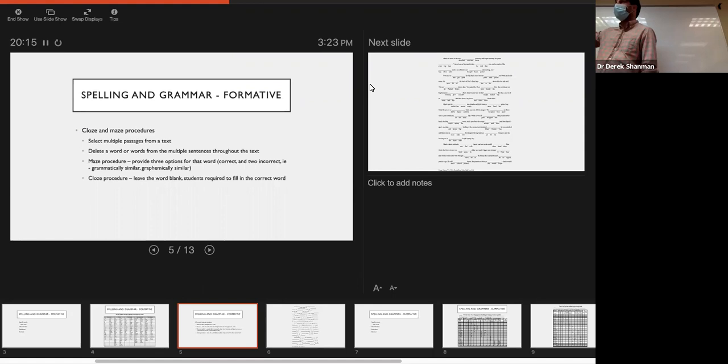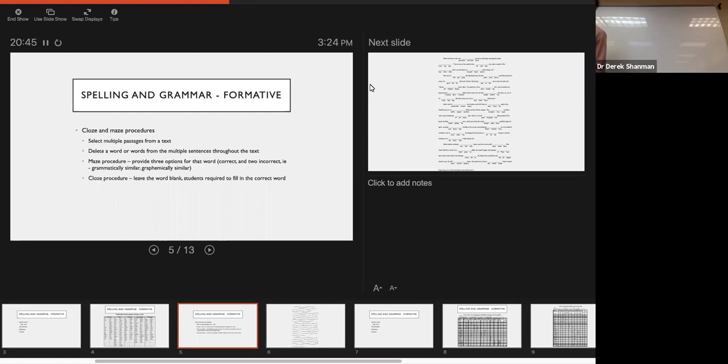You start with a grade level passage or multiple passages from a given text. You remove one, maybe two words, critical words in a sentence. And in a cloze procedure, you just leave it like that. And it's a fill in the blank type of assessment. In a maze procedure, you give three options. All right, one is correct.